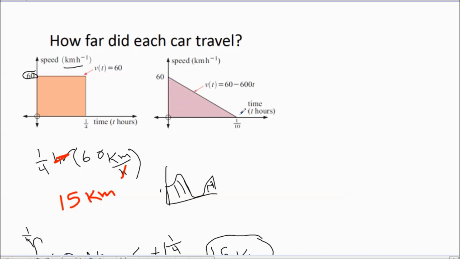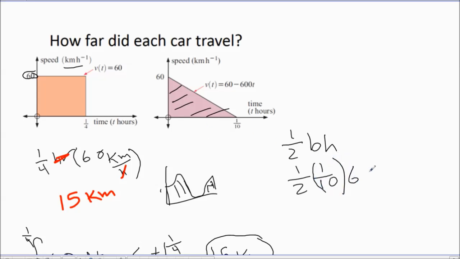This one happens to be a triangle, and so if I want to know how far this car traveled, what I need to know is this shaded area. And that's pretty easy. Remember, that's a triangle, so that's 1/2 base times height. We're just going to fill those in. So that'd be 1/2. The base looks like it goes 0 to 1/10, so that would be 1/10. And then our height is 60.